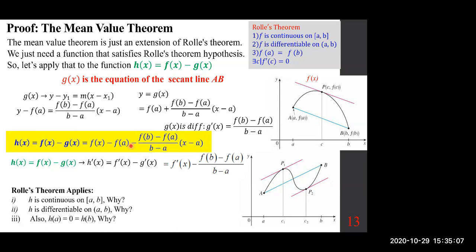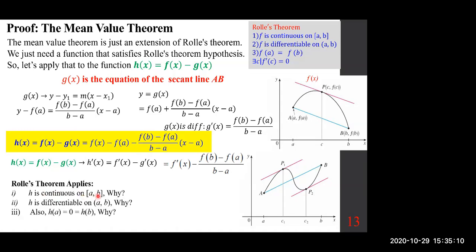First, h is continuous. Then h is differentiable. Why is that? Because h is the difference of f of x, which was a continuous and differentiable function, and g of x, which we proved is differentiable and continuous, or just a line, a continuous function minus a line. So it is still continuous, it is still differentiable.